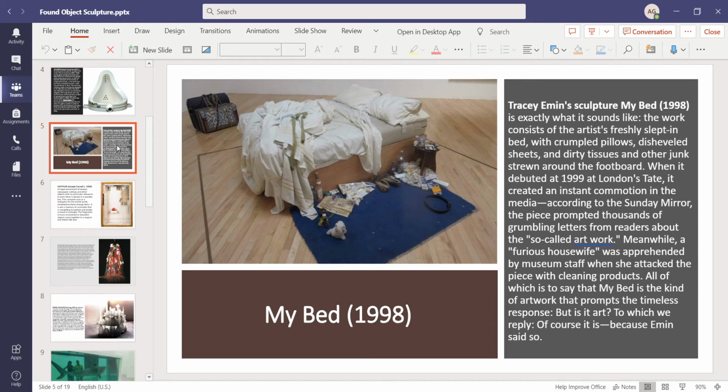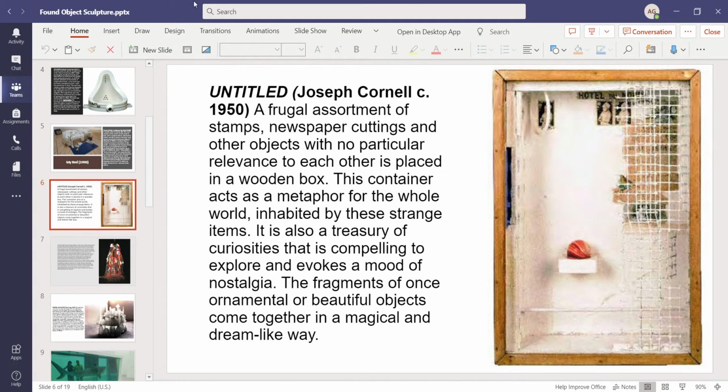My Bed is the kind of artwork that prompts the timeless response, but is it art? To which I reply, of course it is. Why? Because Emin said so, and she is the artist. And the power is in the artist's hands. Another good example is Untitled by Joseph Cornell in 1950. Basically, this is a box filled with everyday items like stamps, newspaper cuttings, and other objects that have no real relevance to each other in a wooden box.